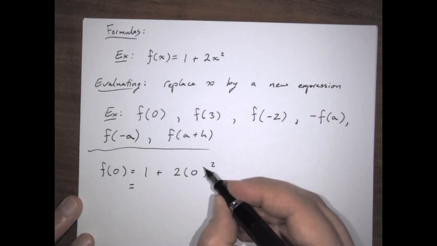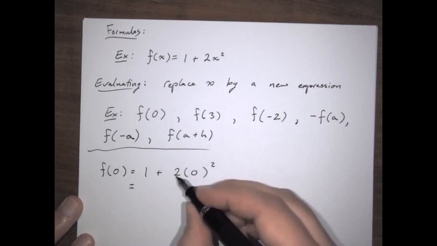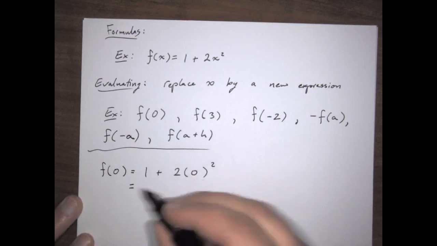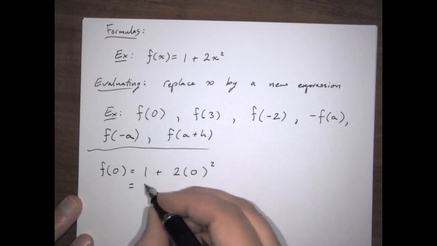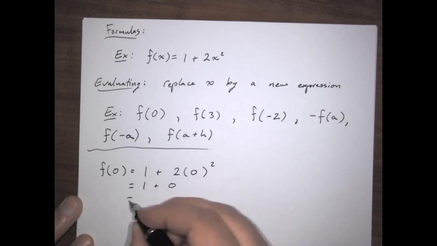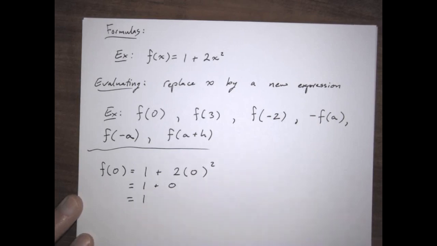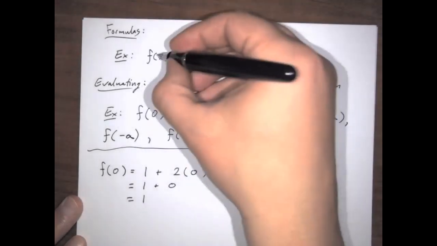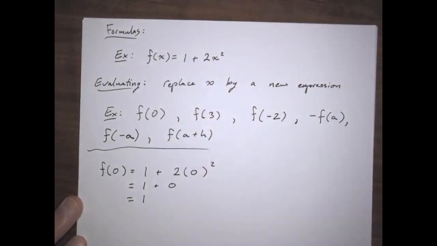So it's going to be 0 squared, which is 0, times 2, still 0, 1 plus that, which is going to be 1 plus 0, or in other words, just 1. So that's f of 0. Everywhere there used to be an x, used to be called f of x, now it's f of 0. Everywhere there was an x, put in a 0.